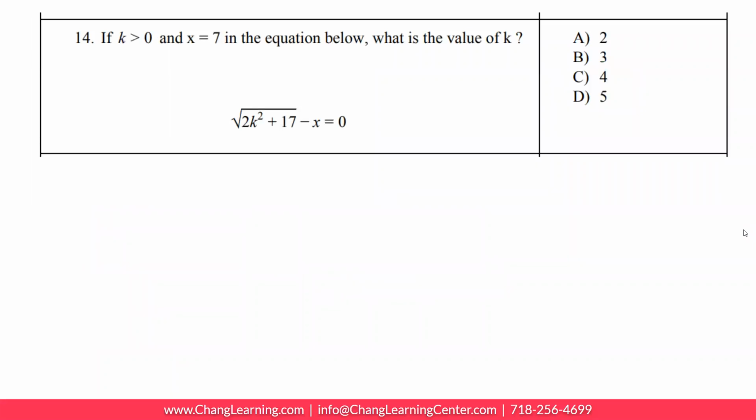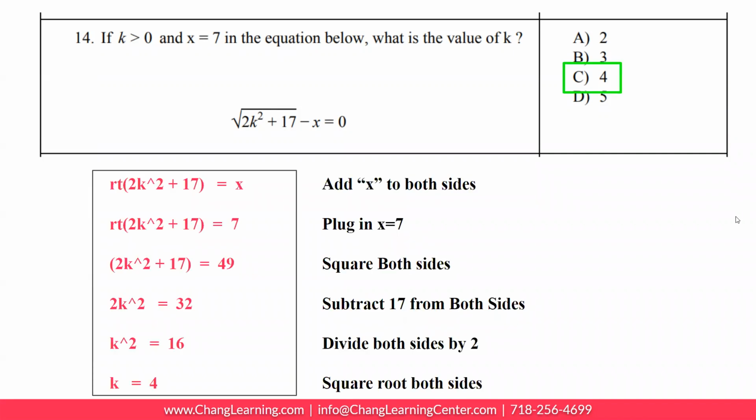In the next example, if k is greater than 0 and x equals 7 in the equation below, what is the value of k? Well, here you want to isolate the radical and then square both sides. So knowing this is very important, your basic algebra skills from 9th grade algebra. So first we add x to both sides, and it's the square root, I just wrote RT, of the expression inside. 2k squared plus 17 equals x.